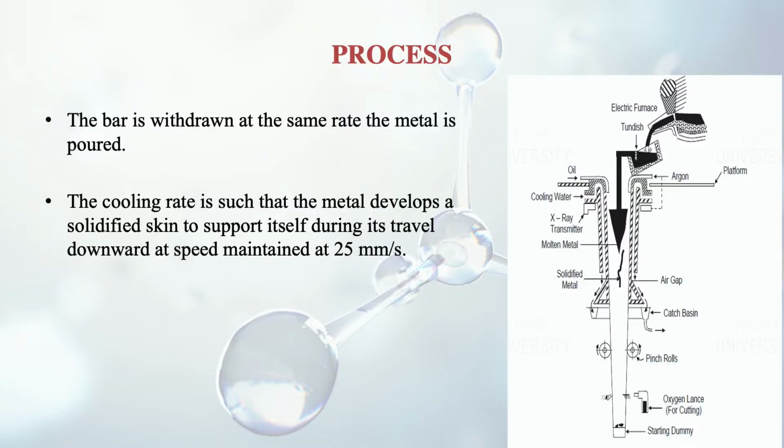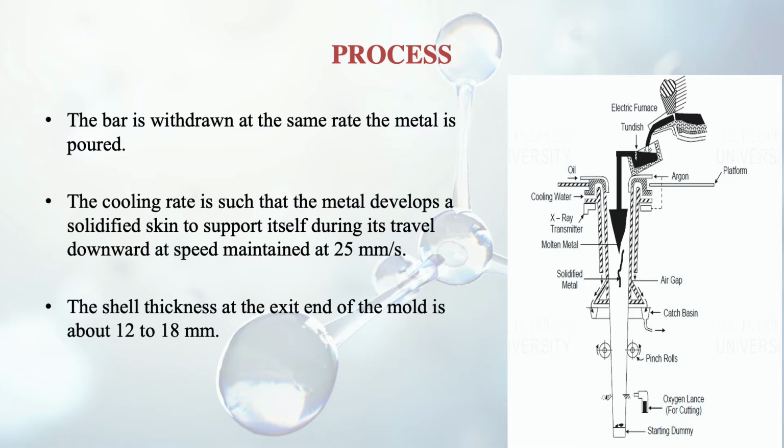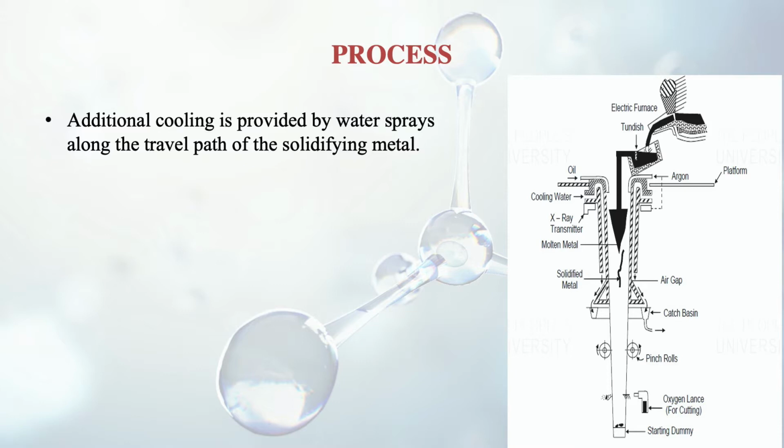The cooling rate is such that the metal develops a solidified skin to support itself. So a certain cooling rate is given. It's very important because the metal is providing itself a solidified skin such that it can support itself. The speed of travel downward is 25 mm per second. The shell thickness at the exit end of the mold is about 12 to 18 mm. And we do additional cooling by providing water sprays along the travel path of the solidifying metal.